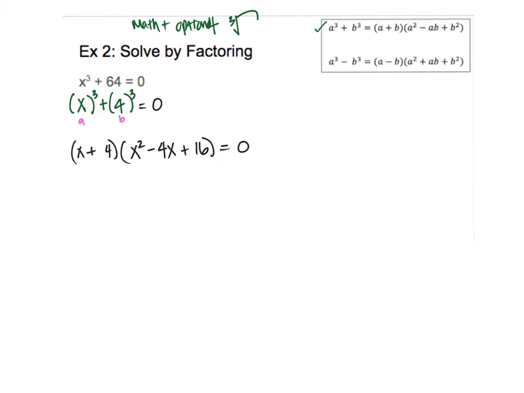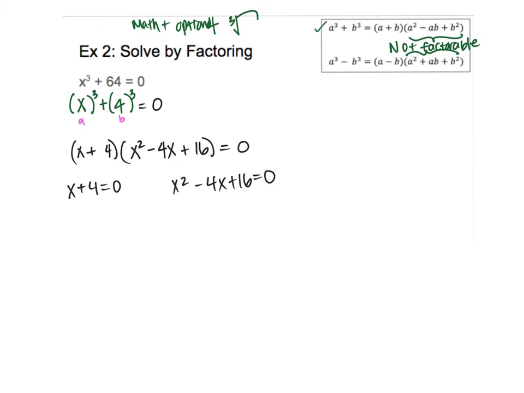I could just set it equal to 0. So I'm going to set the first factor, x plus 4, equal to 0. And then the other one, x squared minus 4x plus 16, equal to 0. So from here, all I need to do is basically solve for x with this one. But this one here, notice it is a trinomial, and I know it's so tempting to try to factor this, but I'm going to tell you right now, when you use the sum and difference, the sum and difference trinomial is not factorable. So don't waste your time trying to factor, because you will not find it, because it's not factorable, because it'll give you imaginary numbers.